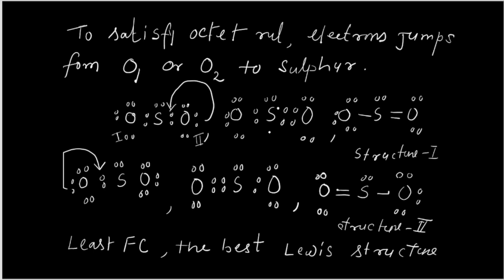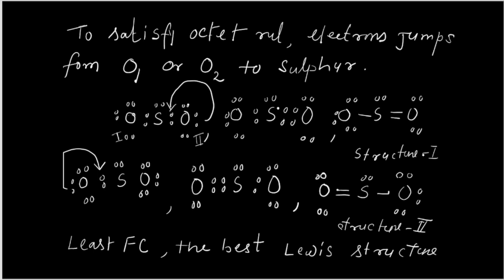The sulfur occupies 8 electrons. Now here, oxygen, you observe these two: 4, 4, 8, and the sulfur 4, 6, 8. Here this is satisfied. Then what happened?